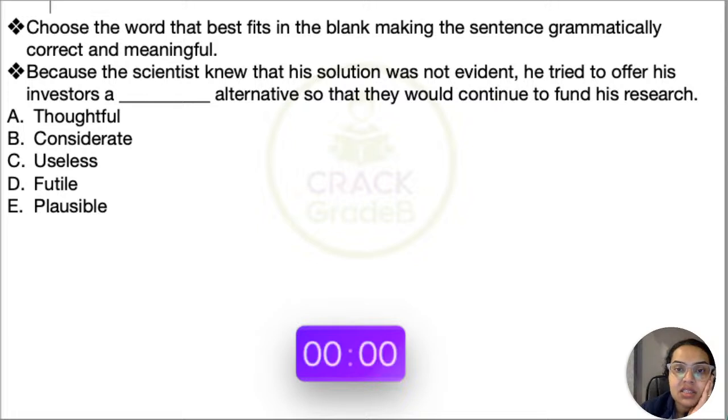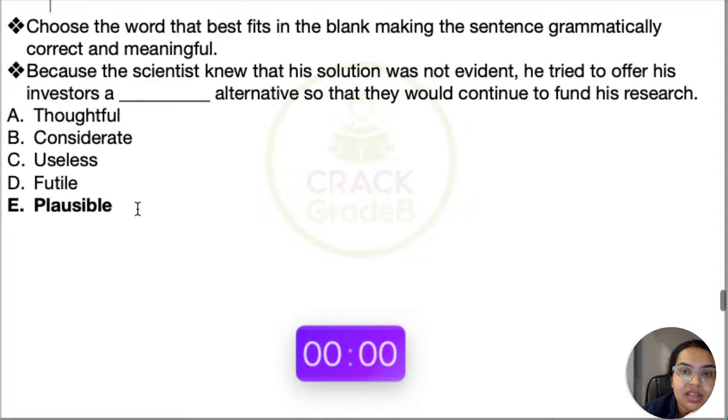Because the scientist knew that his solution was not evident, he tried to offer his investigators some kind of alternative. So useless तो आ नहीं यहाँ पे है. Useless आ सकता है. U is a vowel. The pronunciation where we follow a, an umbrella. A useless person. So यहाँ पे आप अ या एंड से तो कुछ डिसाइड नहीं कर सकते.